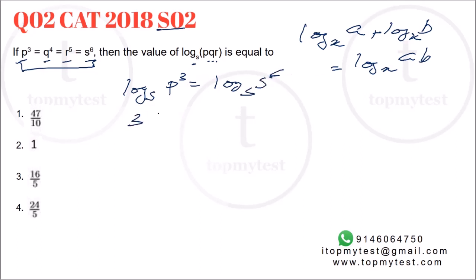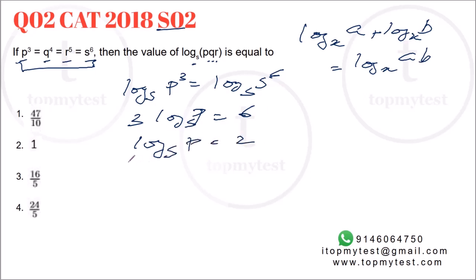So this will be 3 times log of p to the base s should be equal to 6, because s to the power 6 will resolve to 6 into log of s to the base s. Any value to its own base will result in 1, right? So which basically gives us log of p to the base s should be equal to 6 by 3, which is 2.